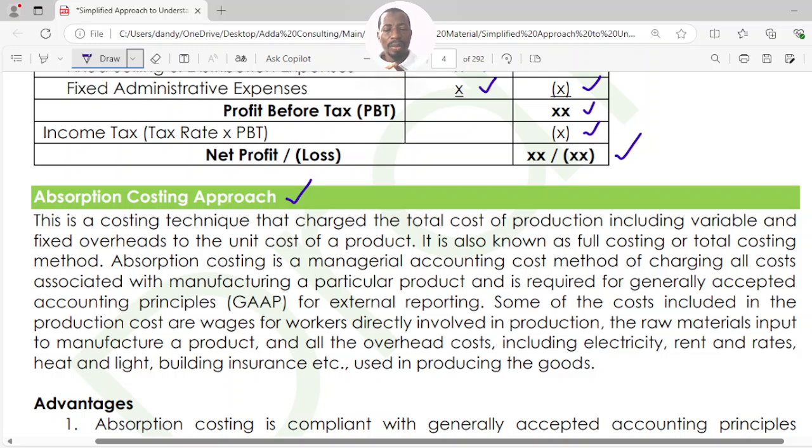So when you talk about fixed production overhead, there are those costs that the company normally incurs in the factory. For example, the rent of the factory, the electricity, the heat and rates, the water, the utility, depreciation of the machinery. All those costs that the company will incur in the factory are what is known as fixed production overhead. All right, so that's that.